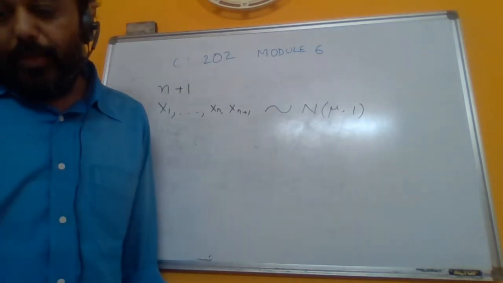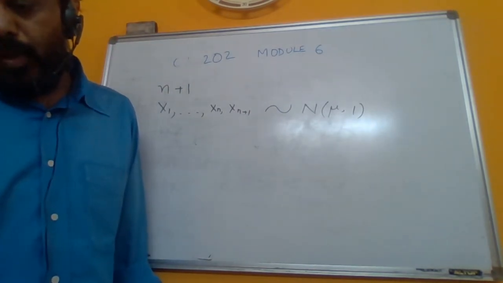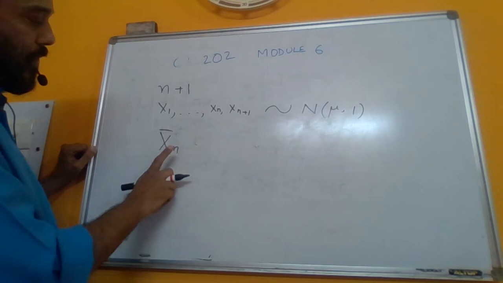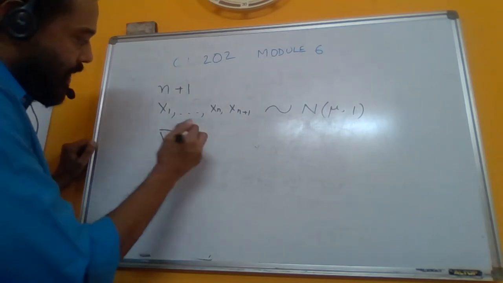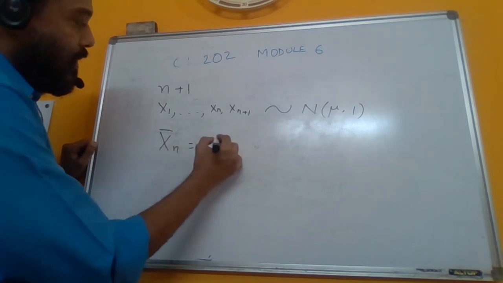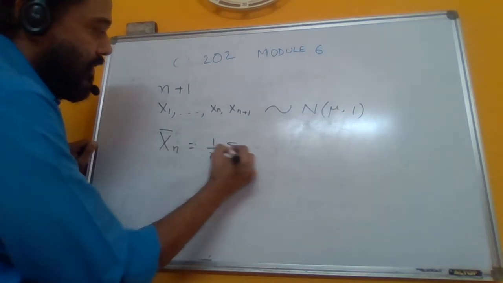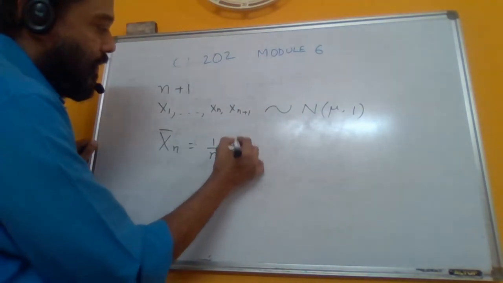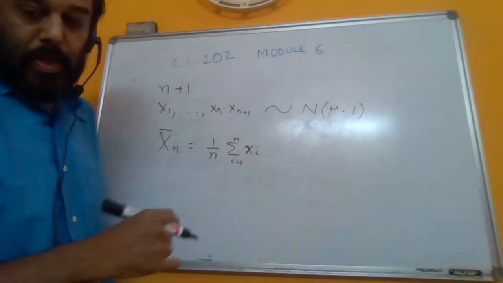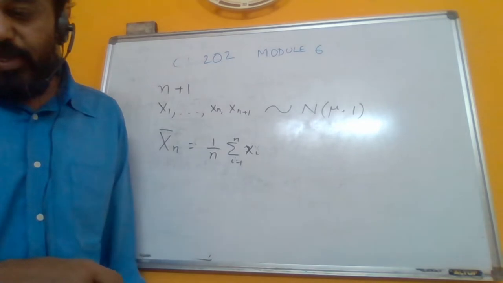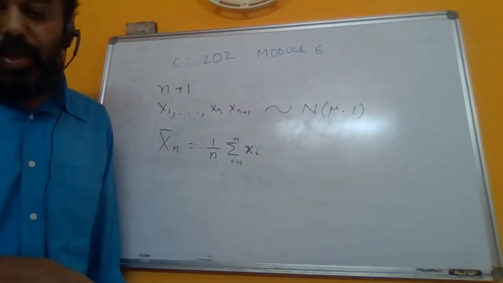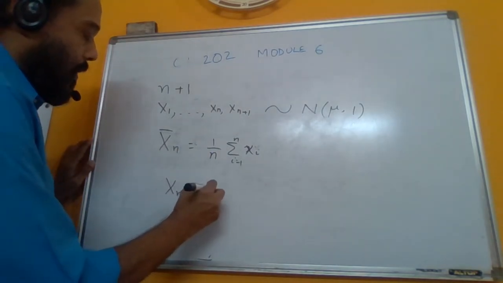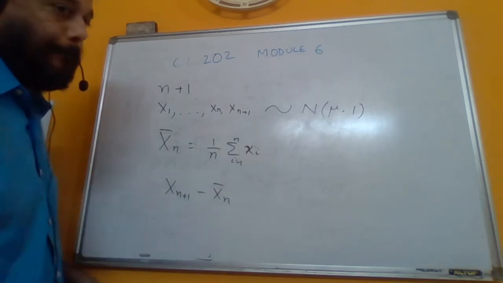Okay. Now, if you were to calculate x bar n, you should remember what this n indicates. The n indicates that you are calculating the sample mean using n data points. So we're not using all n plus 1, but only n data points, and so I goes from 1 to n. So if your sample mean is defined as the average of the first n of them, then what is the distribution of xn plus 1 minus x bar n?